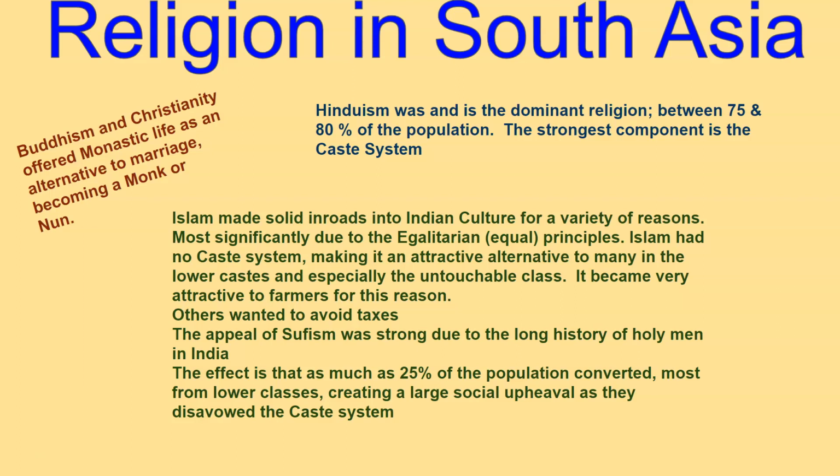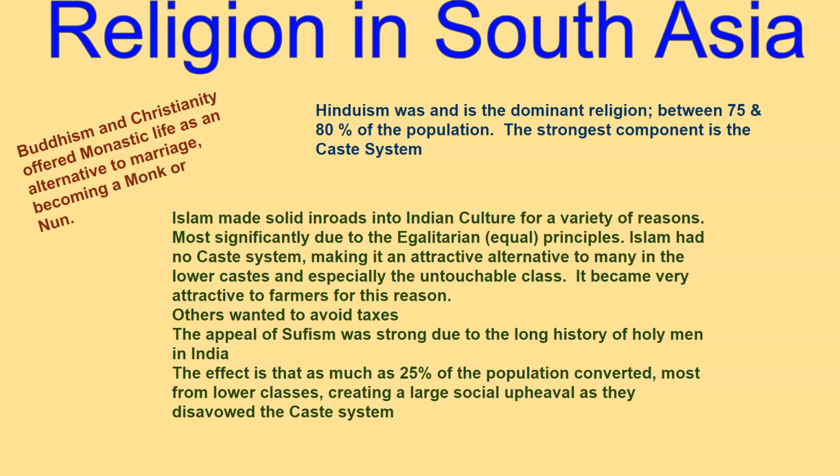Now, Islam comes along and starts pushing in with the advent of the Delhi Sultanate, but really started getting there earlier through the trade routes. And they really made solid inroads into the culture for a variety of reasons, and a lot of it has to do with the caste system. Islam does not have a caste system, and so it has this more egalitarian or equitable set of principles where everybody is equal, and it really makes it an attractive alternative to many of the lower class, especially the untouchables, and it really becomes attractive to the farmers for that reason.